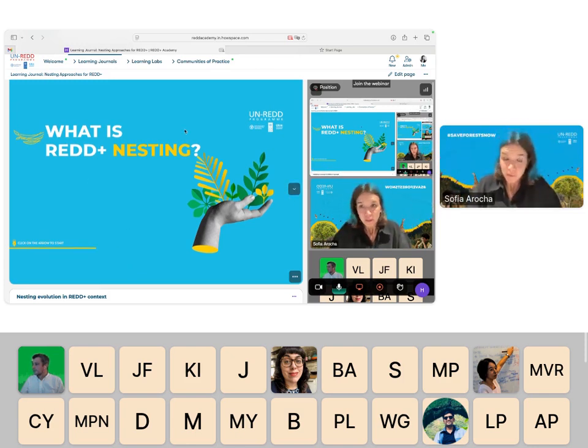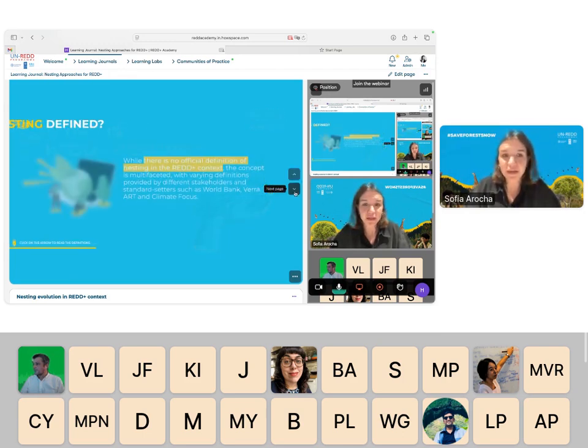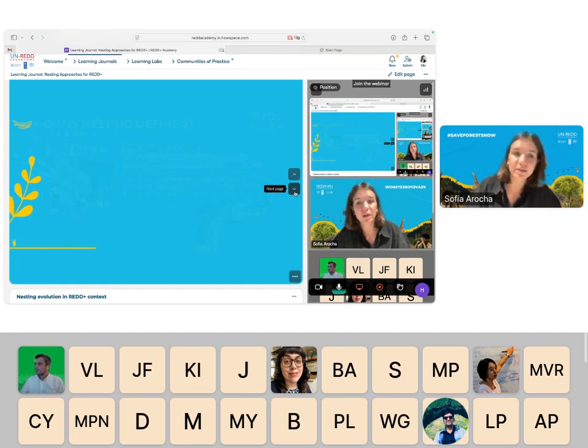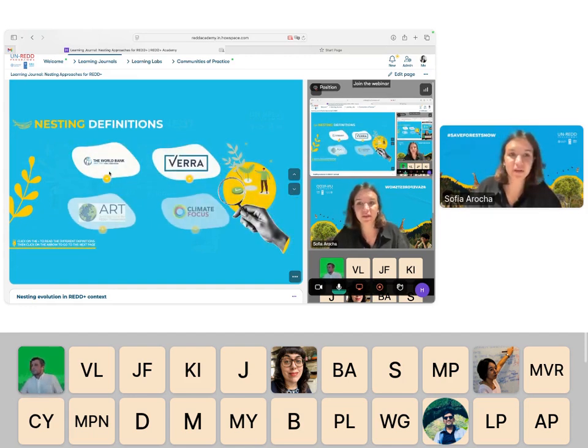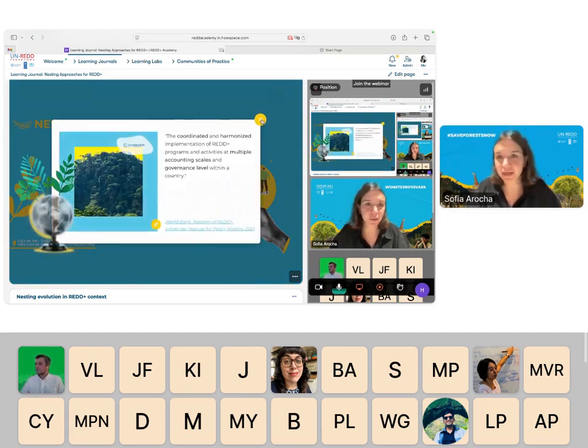So you will see one, for example, on what REDD Plus nesting is, and if you click on the arrows, you can navigate the micro-learning tool. This one, for example, covers what the definitions are. These are all, as you can see, you will click.